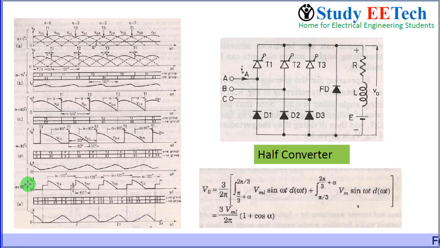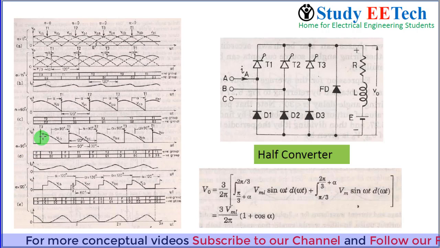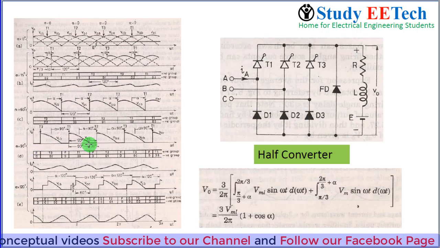Then 90 degree, then 120 degree. One point to note down here: for the firing angle 60 degree, the output voltage touches the zero axis. For a firing angle below 60 degree, the output voltage does not touch the zero axis. If the firing angle is more than 60 degree, a zero duration of the voltage appears.